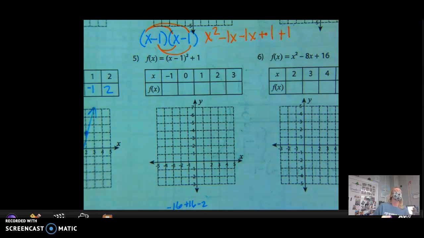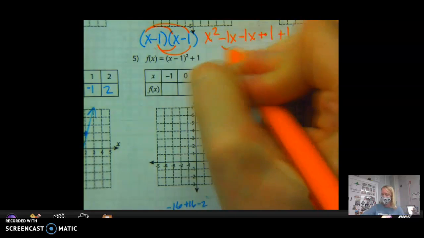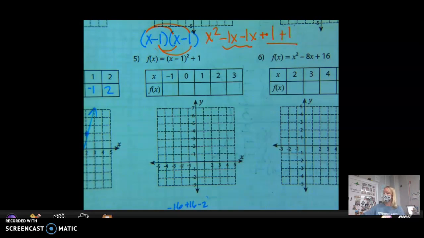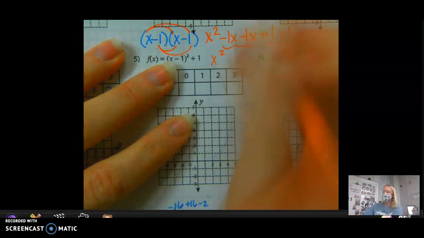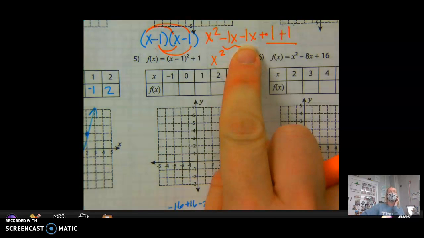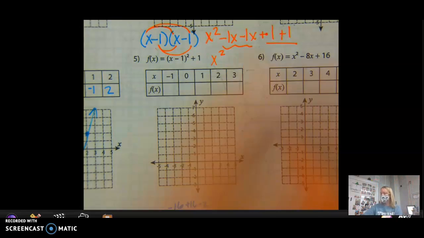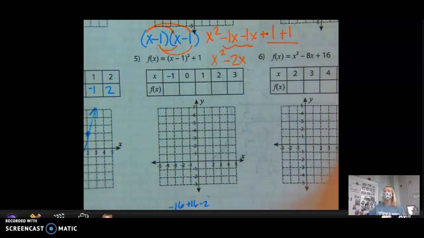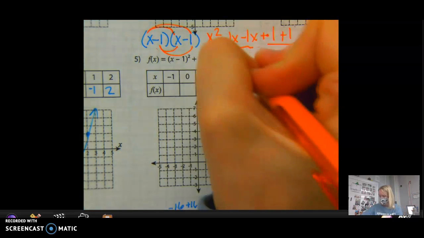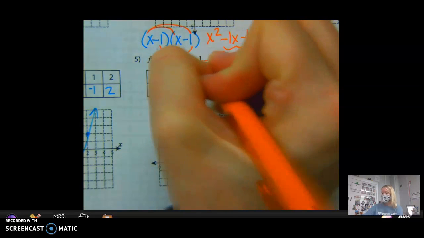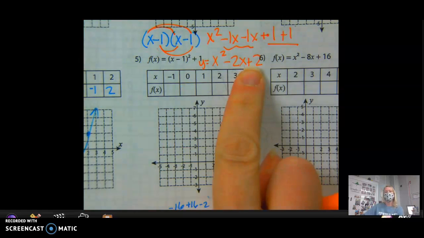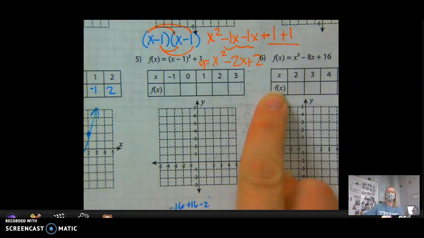What would I do now? Combine like terms. Thank you. Like terms here. Like terms here. I have x squared. What's negative 1x minus 1x? Thank you. We go back 2 x's. What's 1 plus 1? 2. So this is the equation that you are now graphing. Use that equation, fill in your table right now, okay?